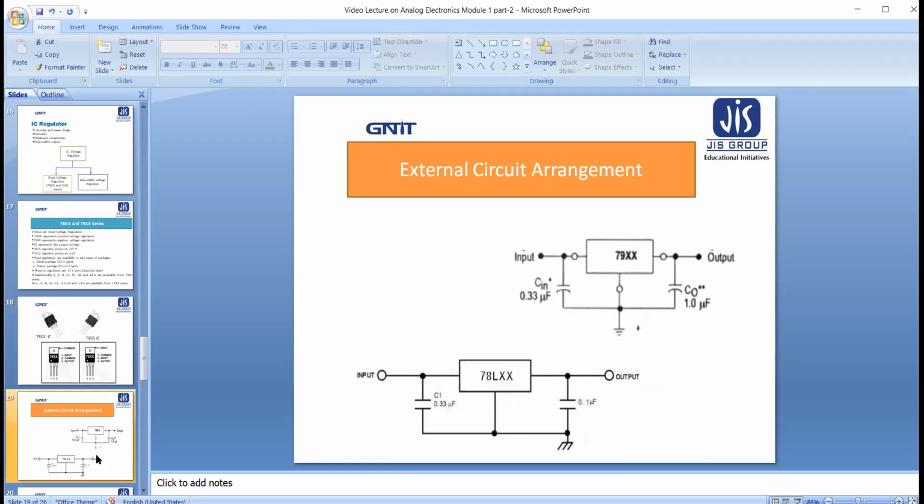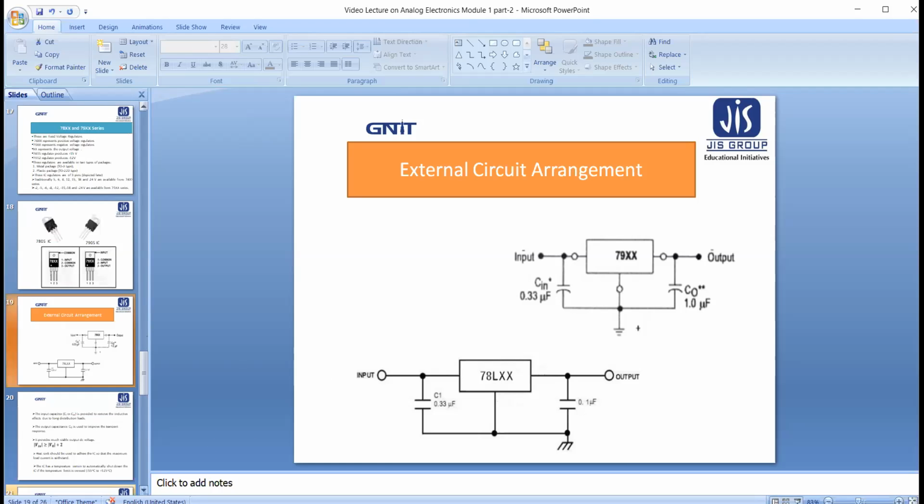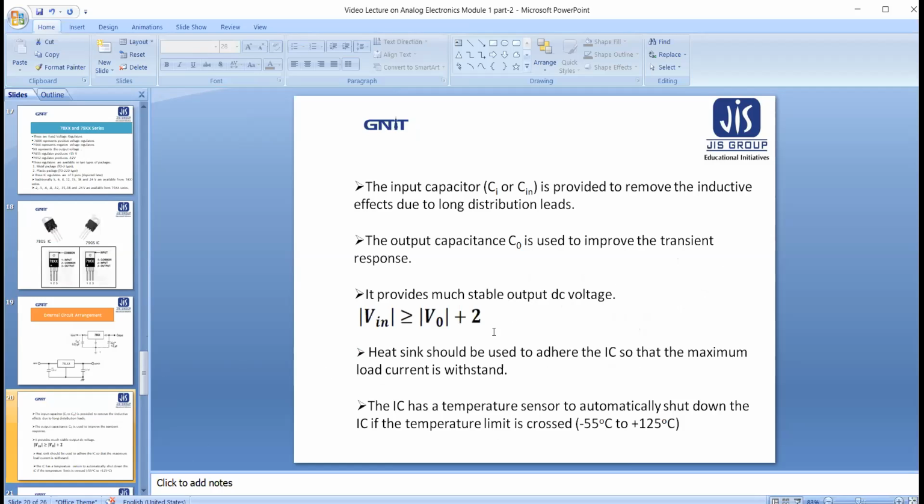Now, this is the external circuit arrangement. Both IC regulators are connected to 2 capacitors at input and output. The capacitances are very small in value because they have fine regulation inside the IC. The input capacitor will remove the ripples due to the inductive wire leads, whereas CO, the output capacitance, will remove the transient.